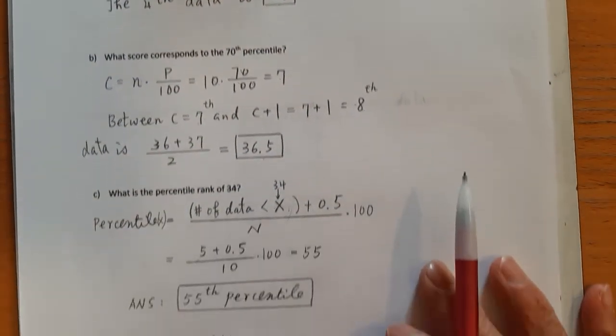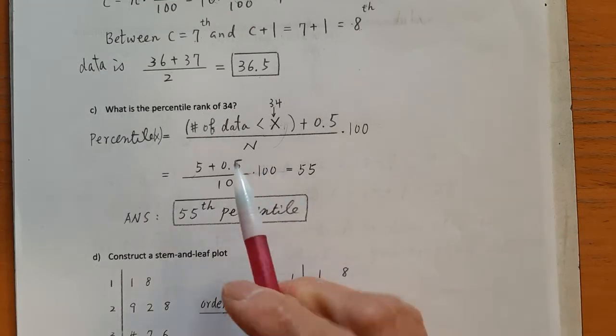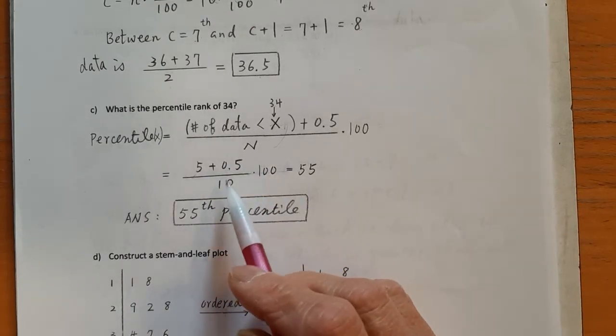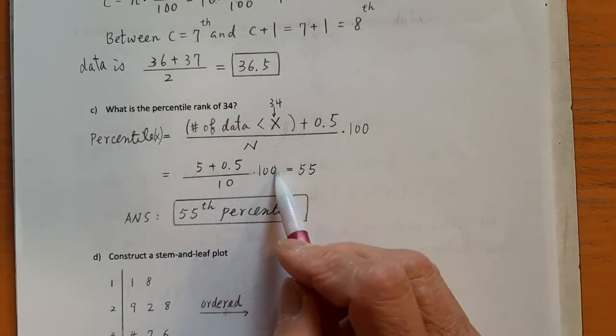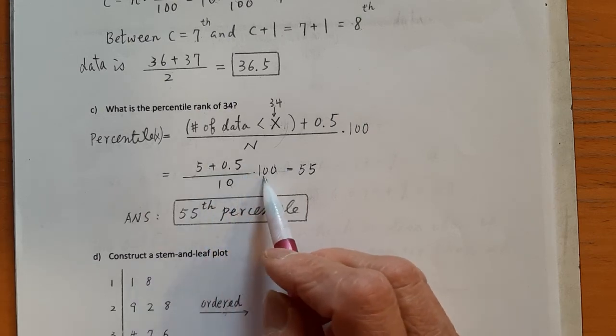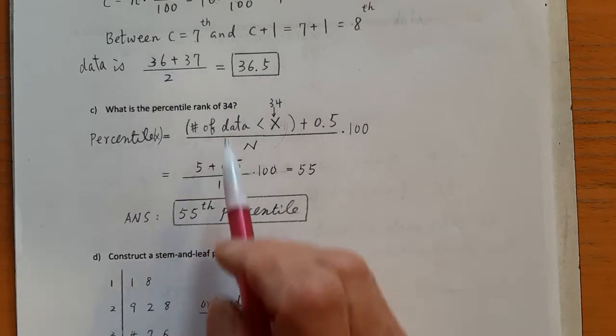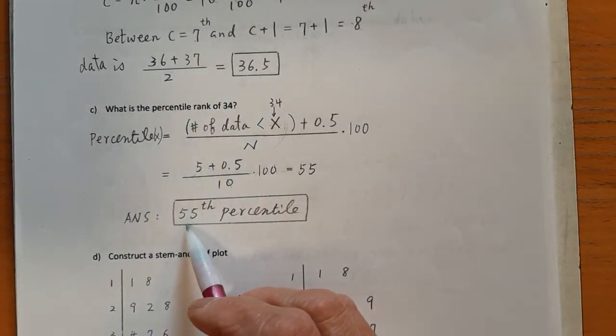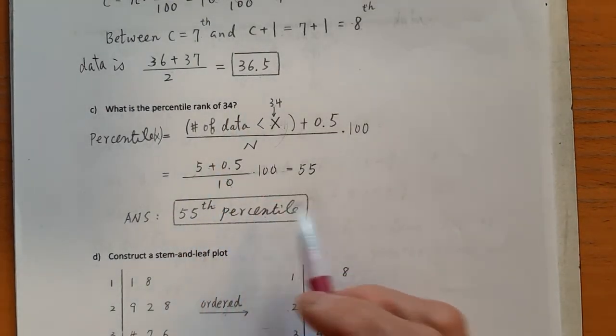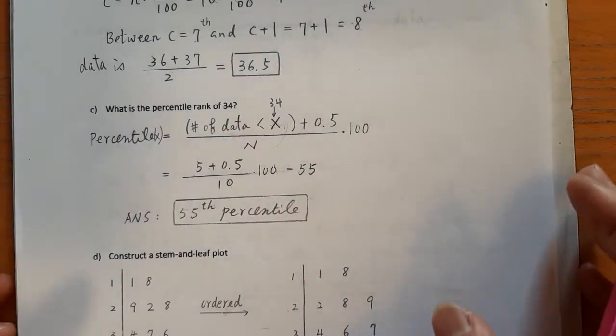5 scores below 34. Then you add 0.5, divided by 10, times 100. So it's 5.5 times 10. Okay, so we get 55. So 34 corresponds to the 55th percentile. And this is just what I said.